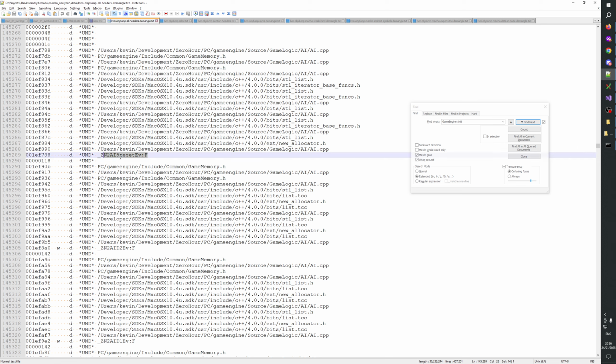It's hard. The problem is it doesn't demangle this, so it's hard to say what this means. It's AI reset. AI reset, yeah. And here is AI something, maybe a constructor or something, I don't know.